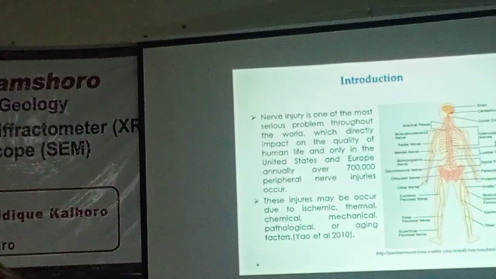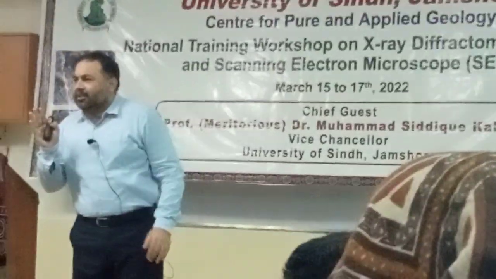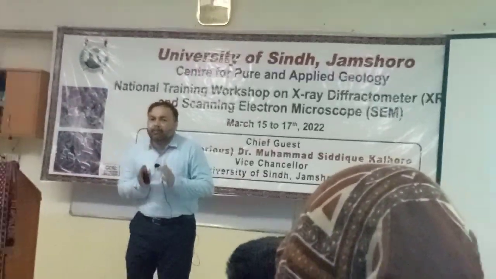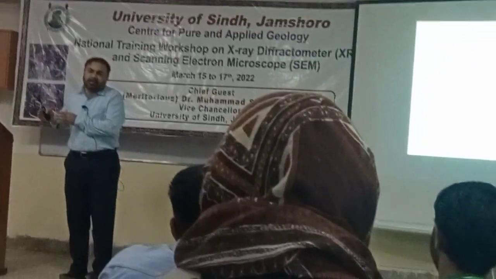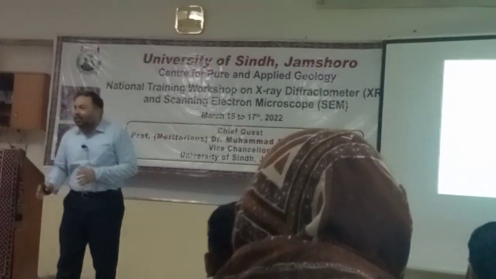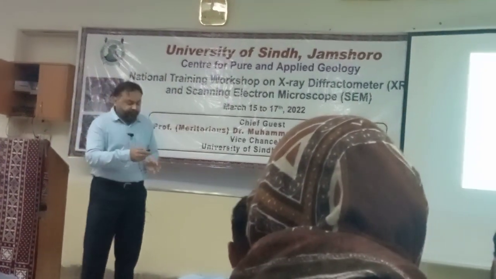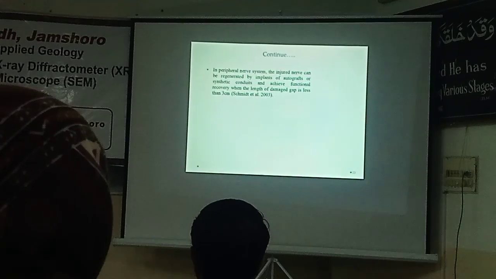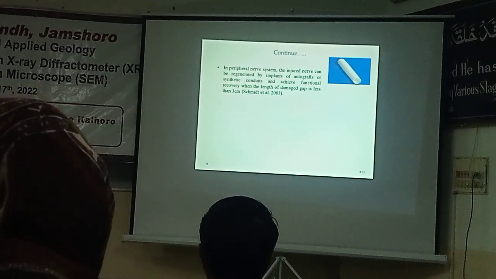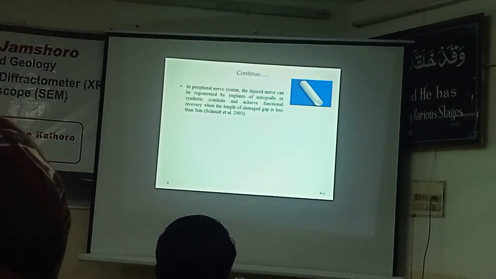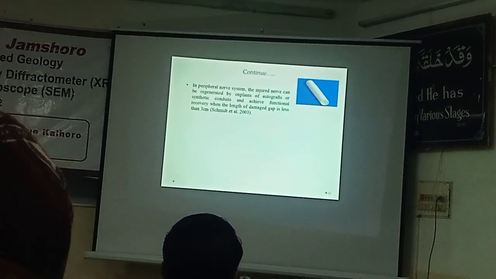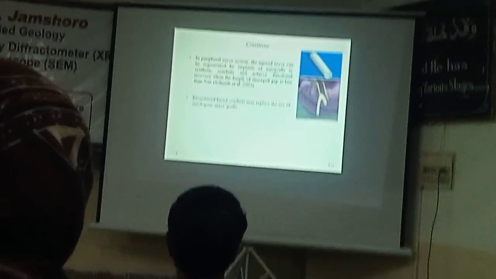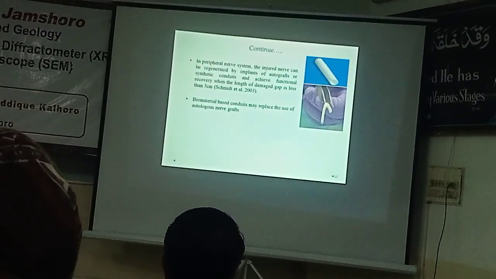We have two kinds of nerve system. One is the peripheral nerve system. The second one is the central nerve system. The peripheral nerve system has some regeneration capability as compared to the central nerve system. The central nerve system has very limited regeneration capability. Very little, I am telling you. In the peripheral nerve system, the injured nerve can be regenerated by implant of an autograft or synthetic conduit. Autograft, allograft, these are the terms, or synthetic conduit, and they achieve functional recovery when the length of damage is less than 3 cm.